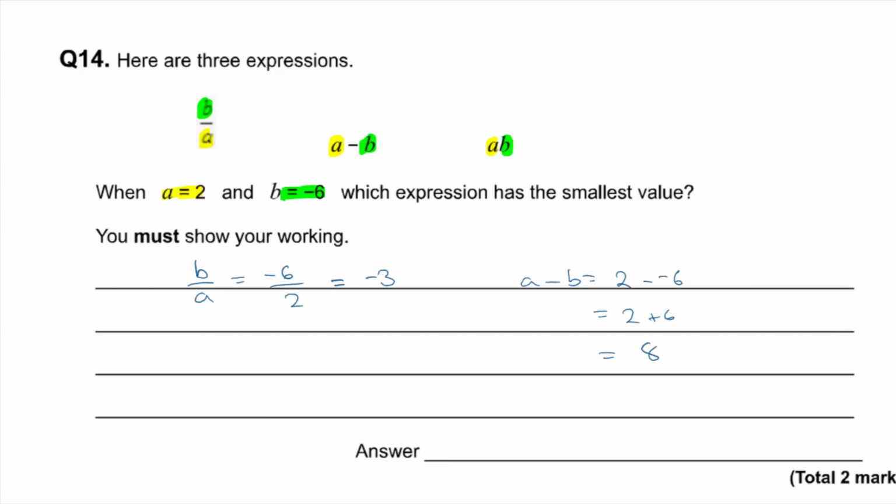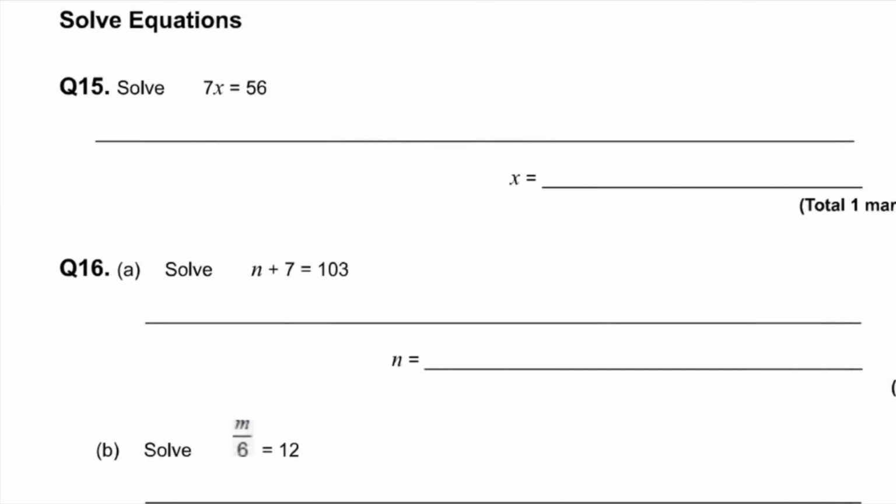And then so far, but then I've got A, B to evaluate. A is 2, B is minus 6, so subbing those in and then multiply them out. 2 times negative 6, that's negative 12. Okay, so which is the smallest value? The smallest is going to be the most negative in this case, isn't it? It's going to be the negative 12. That's the smallest one.